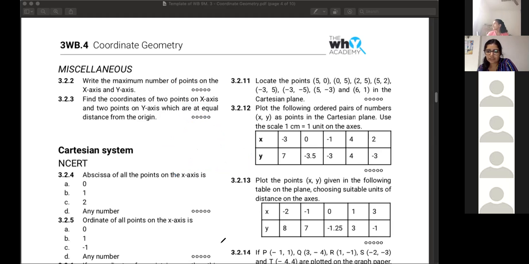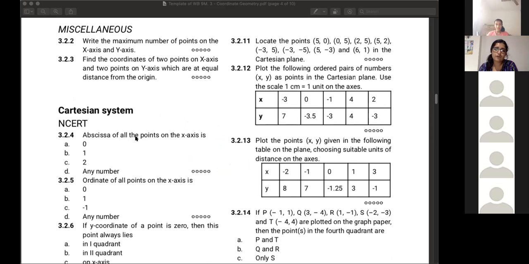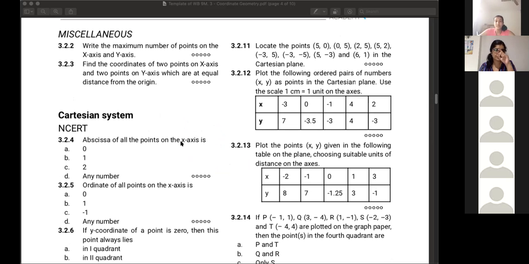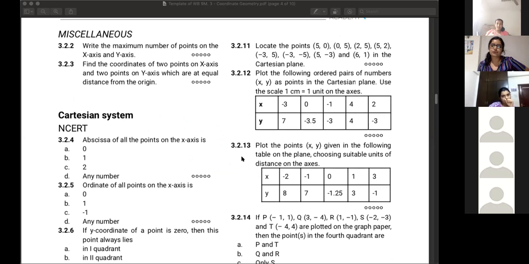Awesome. Abscissa of all the points on the x-axis is... whose turn is it now? Suhani answered this one. Okay, everybody answered. So Samriddhi, you go with this. Abscissa of any number, yes. On the x-axis it can be anything. The x coordinate is the one that matters.